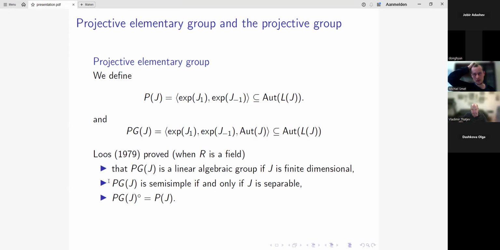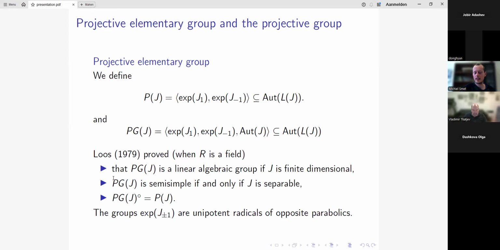To illustrate certain properties of this group, Loos proved, though for a slightly different construction of these groups, as certain group sheaves. He proved that this projective group is a linear algebraic group if J is finite dimensional, that this projective group is semi-simple if and only if J is separable, and that the identity component of this projective group is the projective elementary group.